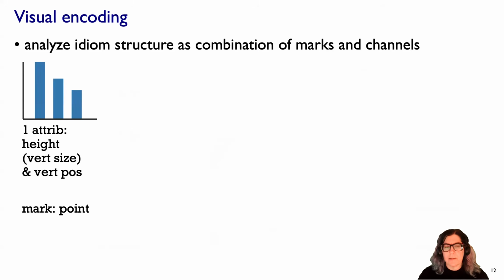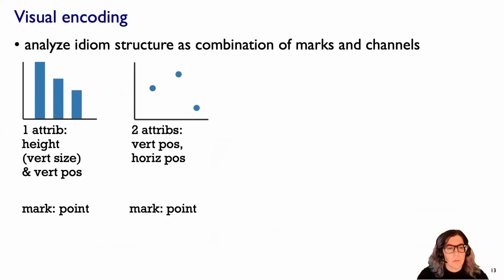So let's go back to that idea of analyzing idiom structure as a combination of marks and channels. So let's start with a basic bar chart. What is going on here? Well, it seems clear that we're somehow height coding, right? How high these bars are is showing us an attribute value. And in fact, it's redundant. Not only is it how high the bar is, it's also what is the vertical position of the top of that bar. Those are both redundantly encoding the same attribute.